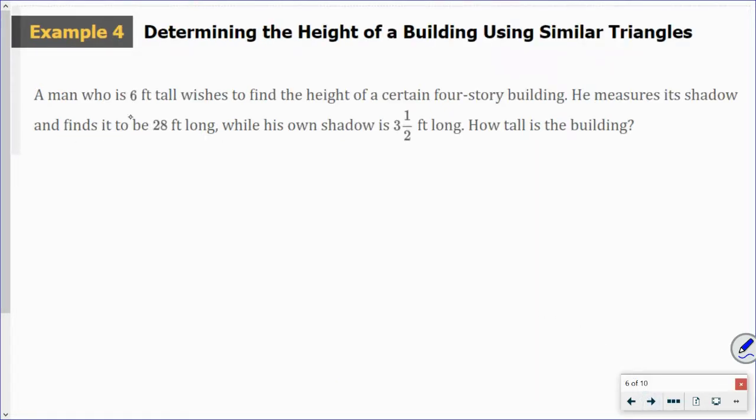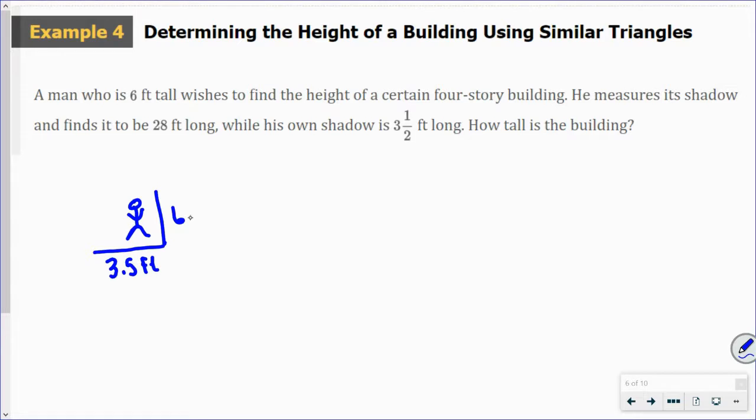Okay, a man who is 6 foot tall wishes to find the height of a certain 4-story building. He measures its shadow and finds it's 28 feet long, while his shadow is 3.5 feet long. How tall is the building? Okay, so we got this guy. He's 6 foot tall, and his shadow, let's say it goes this way, is 3.5 feet.